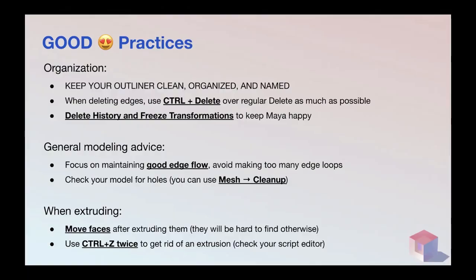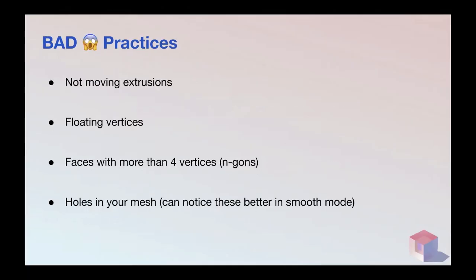When extruding, move faces after extrude, because otherwise it would be very hard to find. Just extrude, you can turn, and you can make it into different shapes. And you also use Ctrl Z twice to get rid of the extrusions. Because sometimes you'll get two vertices connecting to each other, which are not fully connected. And then later, when you try to pull or use smooth mode, it will become very weird. So do Ctrl Z twice.